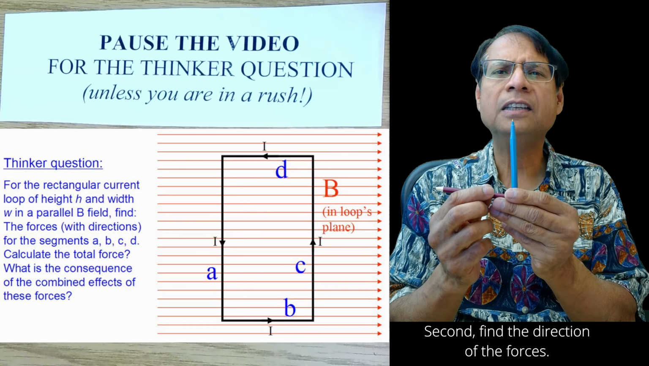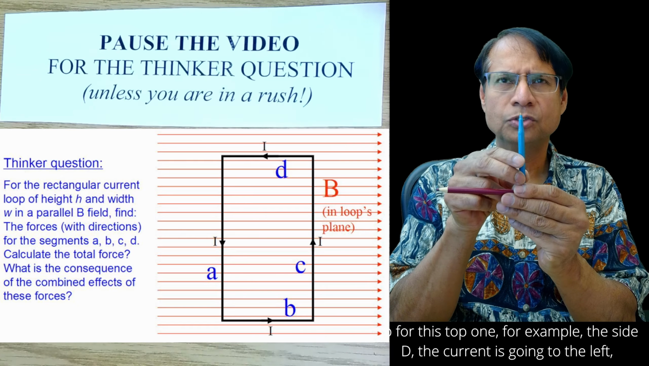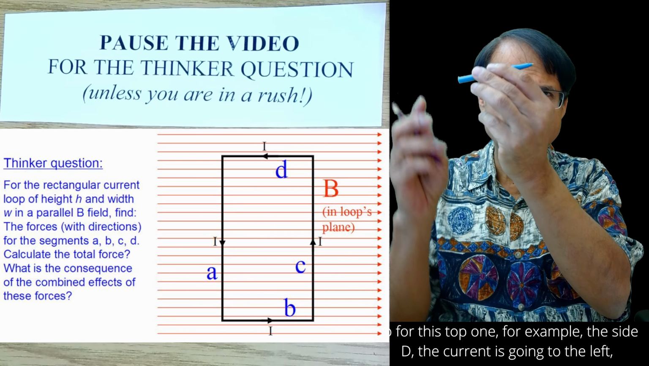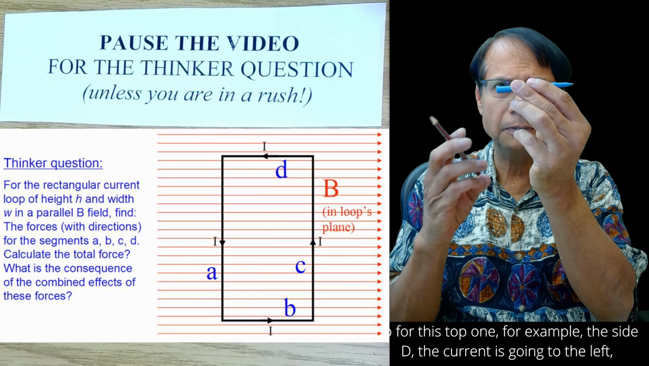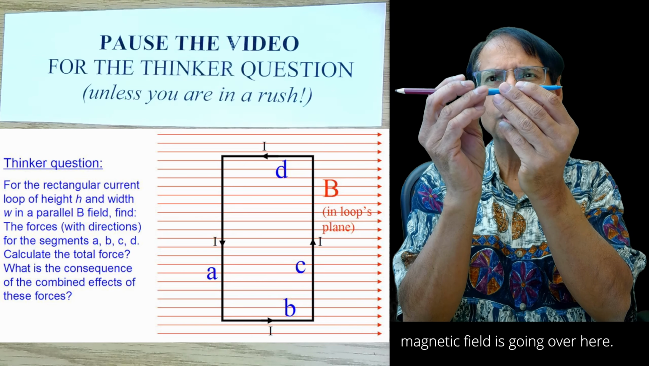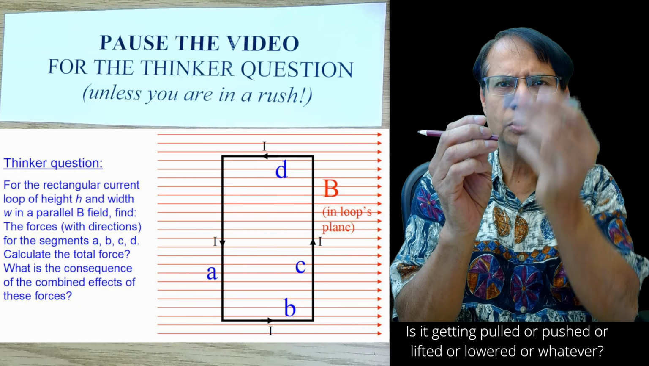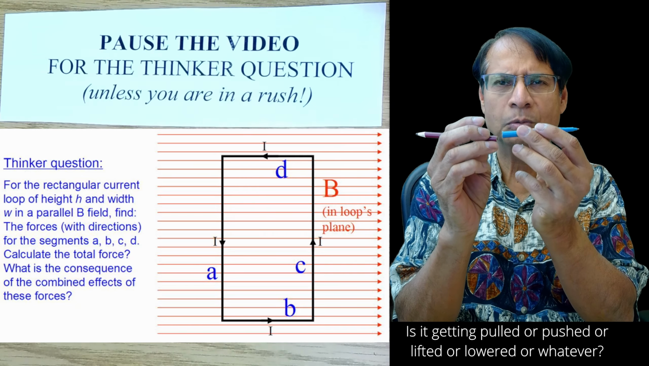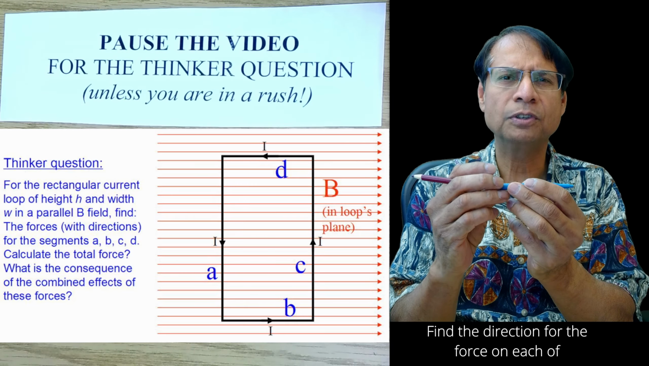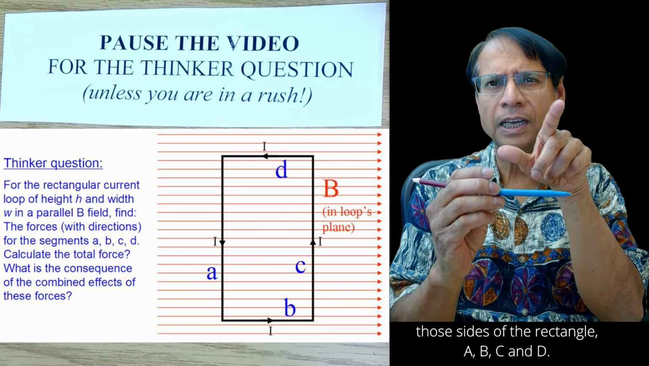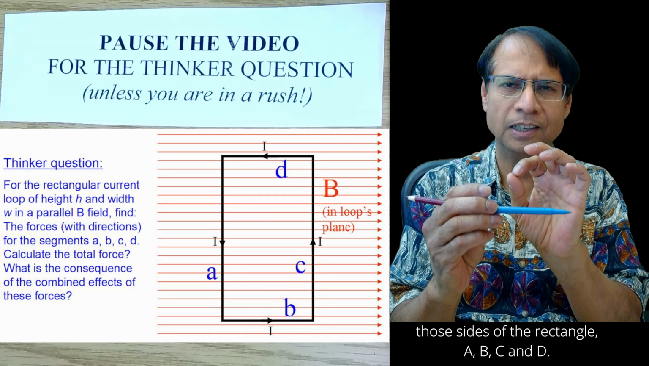Second, find the direction of the forces. So for this top one, for example, the side D, the current is going to the left. The magnetic field is going over here. What happens to the wire? Is it getting pulled or pushed or lifted or lowered? Find the direction for the force on each of those sides of the rectangle, A, B, C, and D.